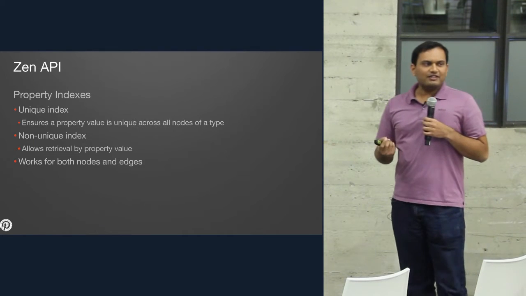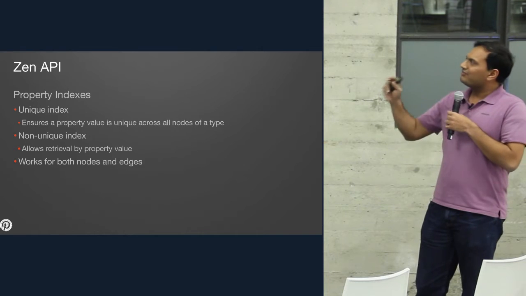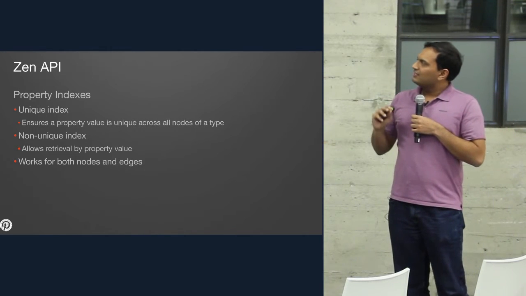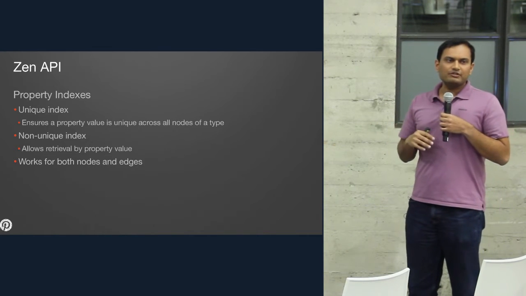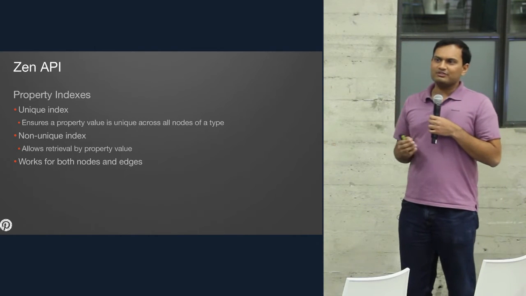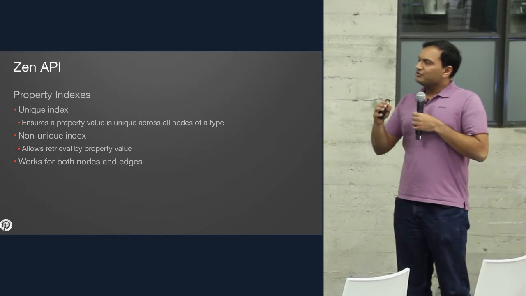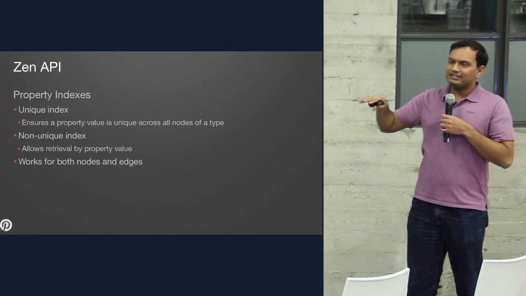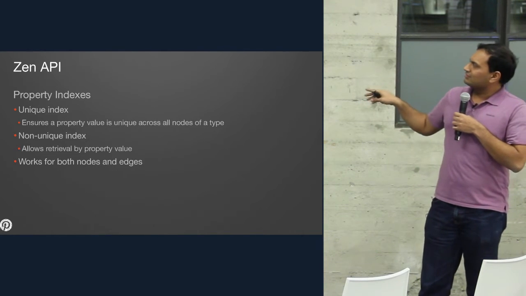There's one other feature in Zen which we found to be pretty useful, this notion of property indexes, and this is why we have the data modeled in the form of key value pairs called properties. What you can do is attach certain attributes to these properties. So you can say this property has a unique index attribute. What that means is that Zen will ensure that the value of that property is unique across all nodes or edges of that type. And I'll give an example of each of these in a couple of slides.